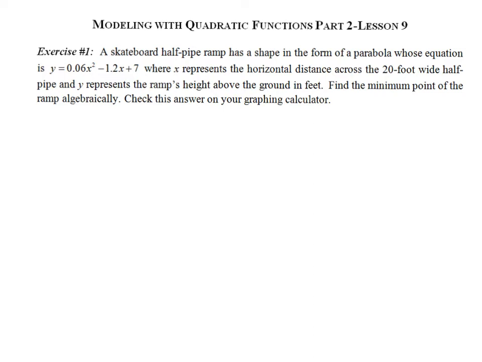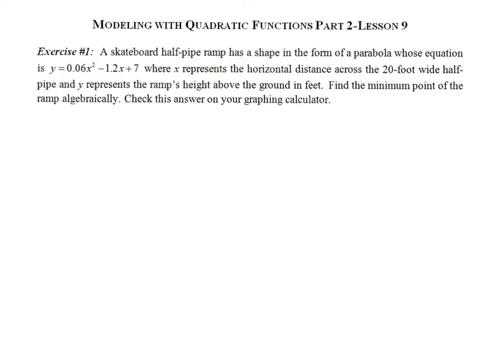Let's start with exercise number 1. A skateboard half-pipe ramp has a shape in the form of a parabola, whose equation is y equals, and you can see the equation there, where x represents the horizontal distance across the 20-foot wide half-pipe, and y represents the ramp's height above the ground in feet. Find the minimum point of the ramp algebraically. Check this answer on your graphing calculator.